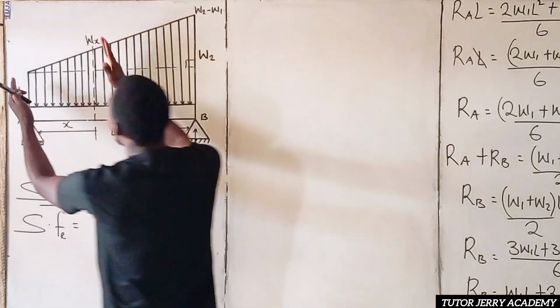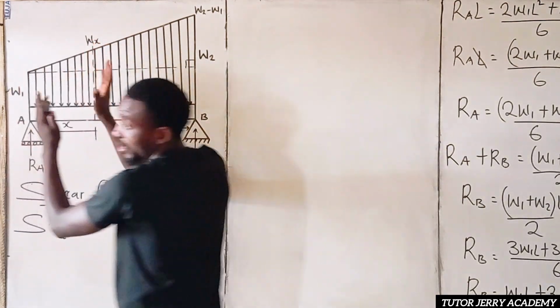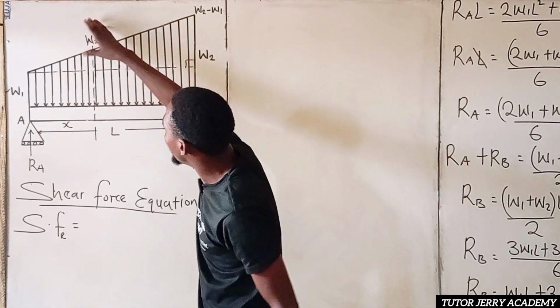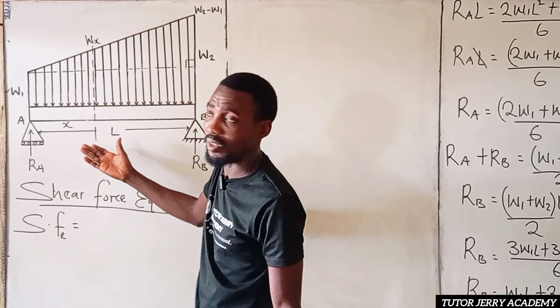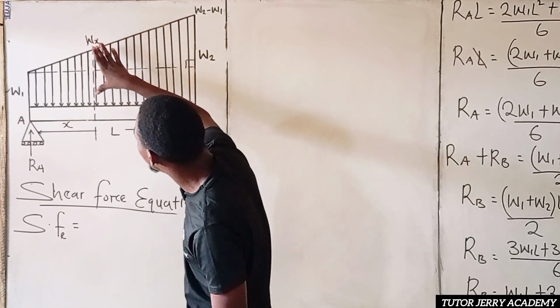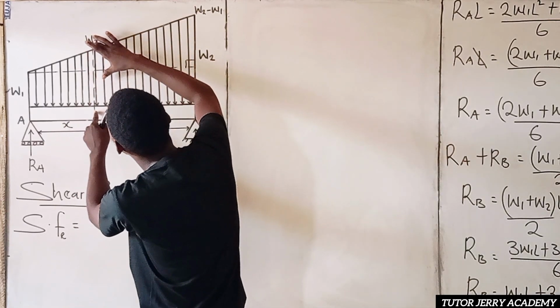Then we have a trapezoidal load here. Because even if you section it here, you still have a trapezium. If you section it here, you have a trapezium. Is that clear? So now if you stand at this point where we section it, we are going to observe that we have a trapezoidal load.